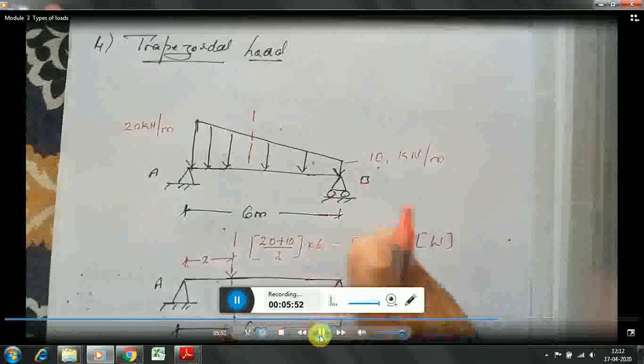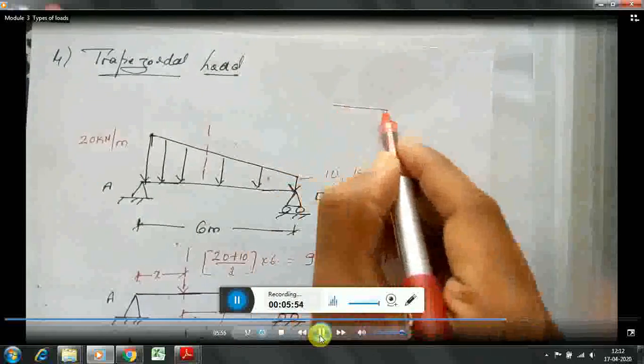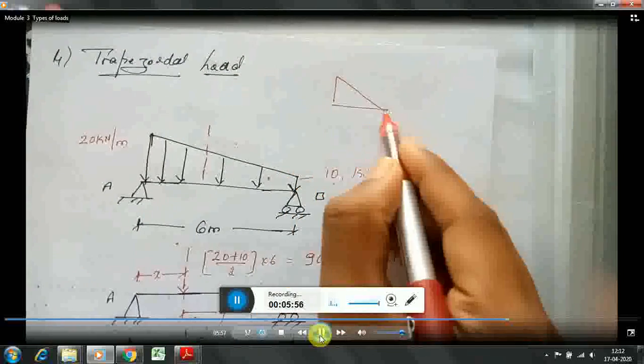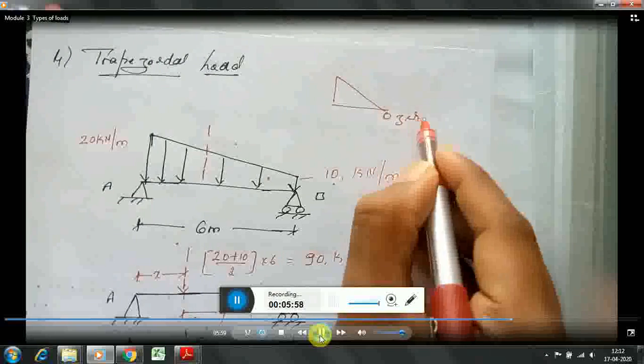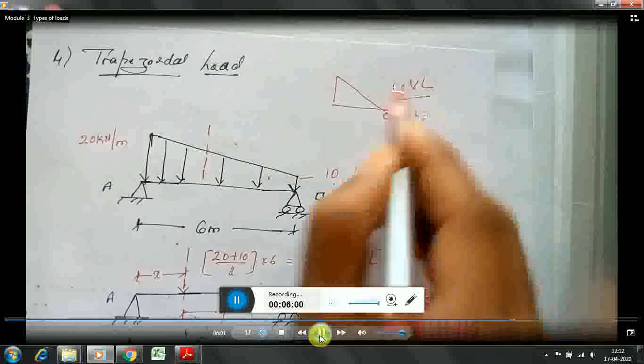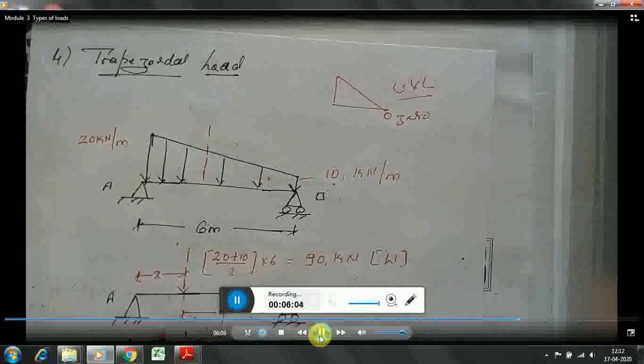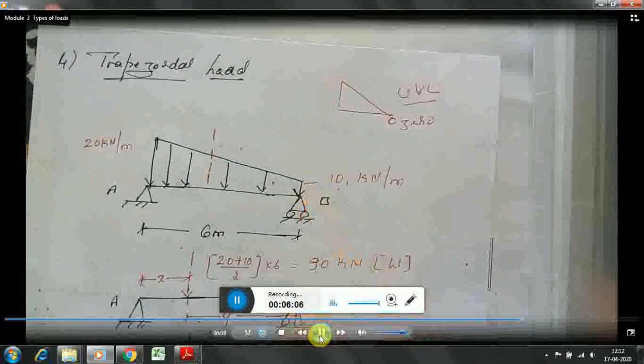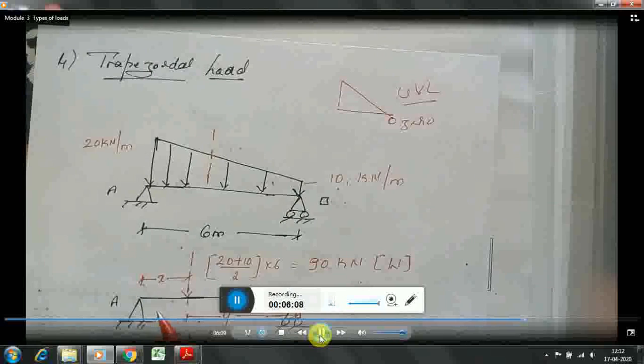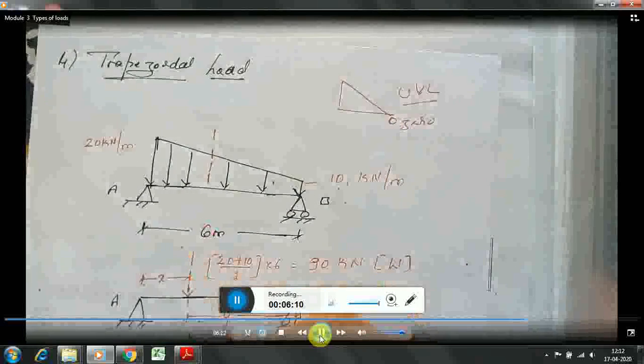In uniformly varying load, the intensity will be completely zero. That is UVL. I hope you are getting this point. In trapezoidal load, the intensity is not zero. It has some intensity, but in UVL it will be completely zero.